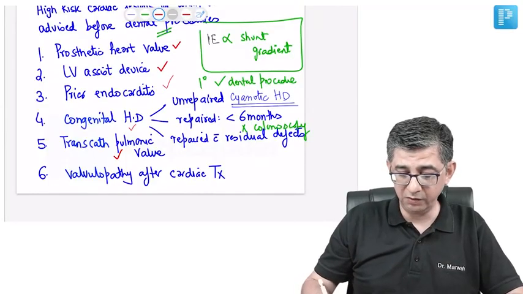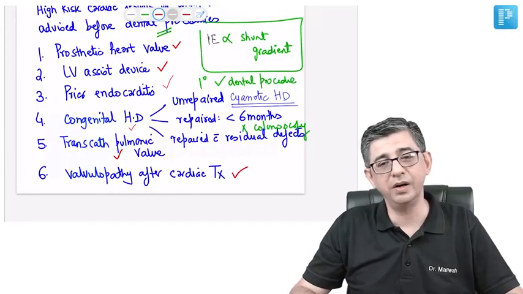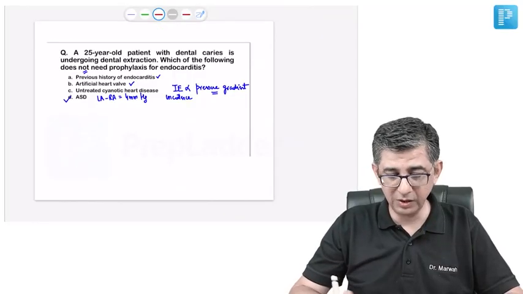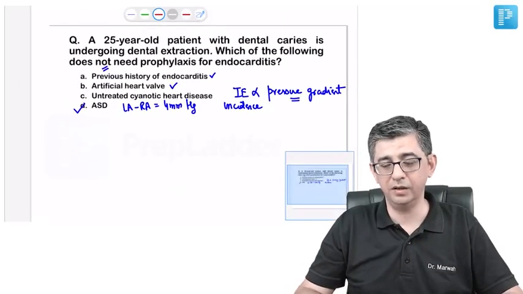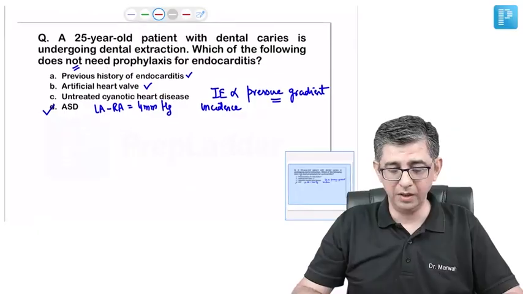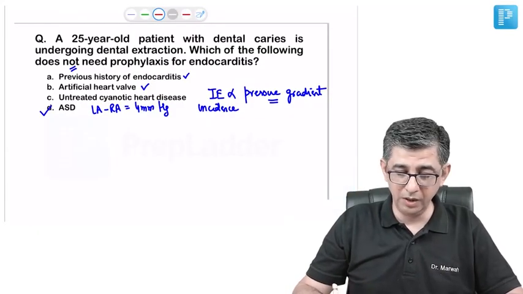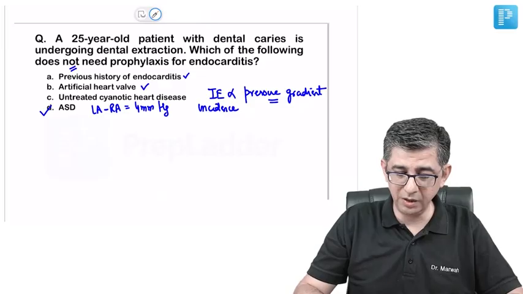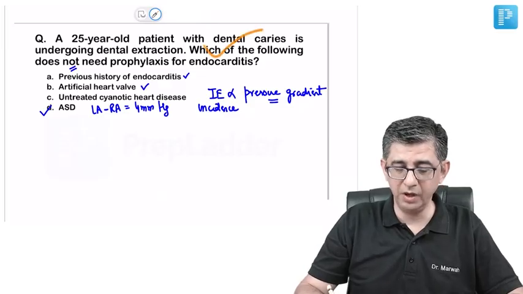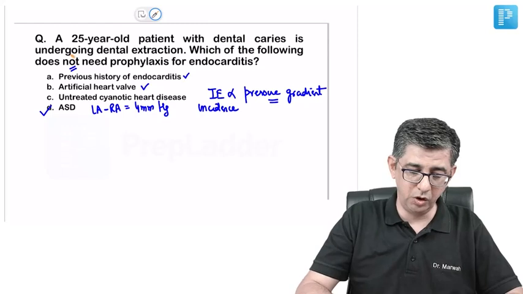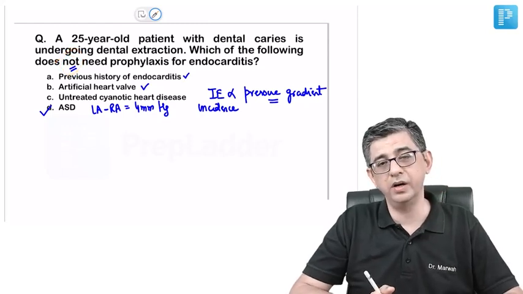And if a person has valvulopathy after cardiac transplantation. In fact, these aspects that I have mentioned were just asked in the recently conducted 21st May exam, and I'm just showing the snapshot to you at the moment. In this NEET PG question, he said a 25-year-old guy with dental caries is undergoing a dental extraction. So which of the following conditions does not need prophylaxis for endocarditis?